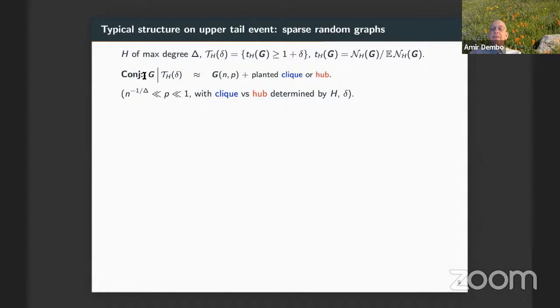Based on what we know from the variational problem, we will expect, at least in the domain of validity of the work of BGLZ 16, that the conditional behavior will look like the original G(n,p) graph, meaning Erdos-Renyi, except for planting either a clique or a hub according to the one that seems to match the result for the tail probability. And which one you do is determined by the value of this function J_H of delta. So determined only by H and delta, it's a simple calculation to find. It's explicit, but I don't want to write all the formulas. So that is the goal of the conjecture.